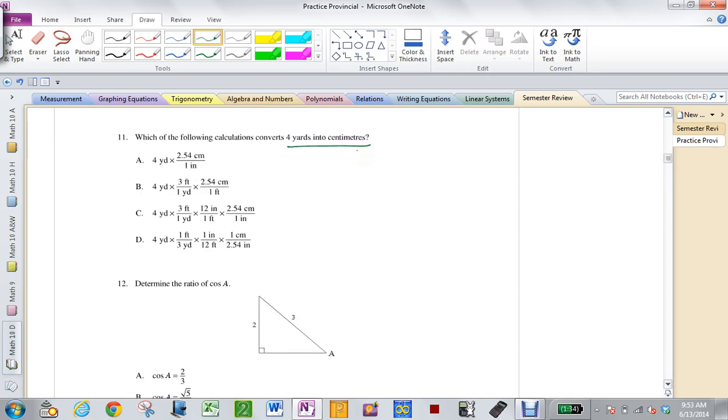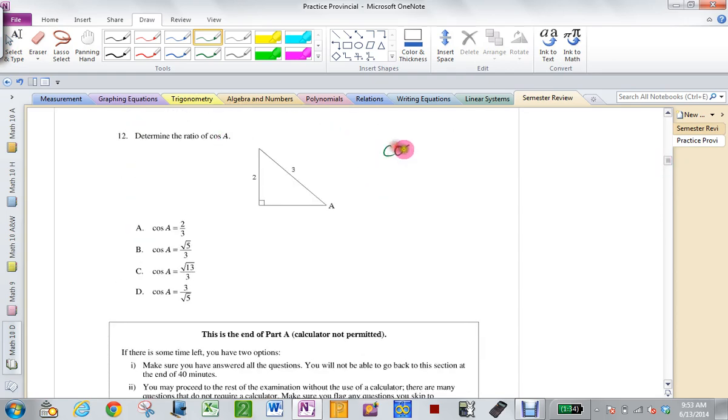Yards to centimeters. So I've got to go yards to feet to inches to centimeters. Since I have to have all of those, I know it can't be A and it can't be B. So this one, number 11, C. If I check that, 4 over 1, right? So 4 times 3 is 12. 3 times 12 is 36. 12 times 2.54 will get me my centimeters. It has to be C.